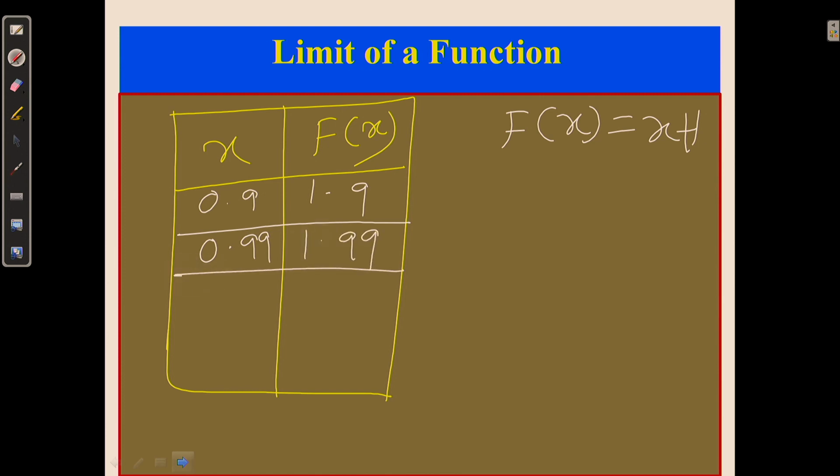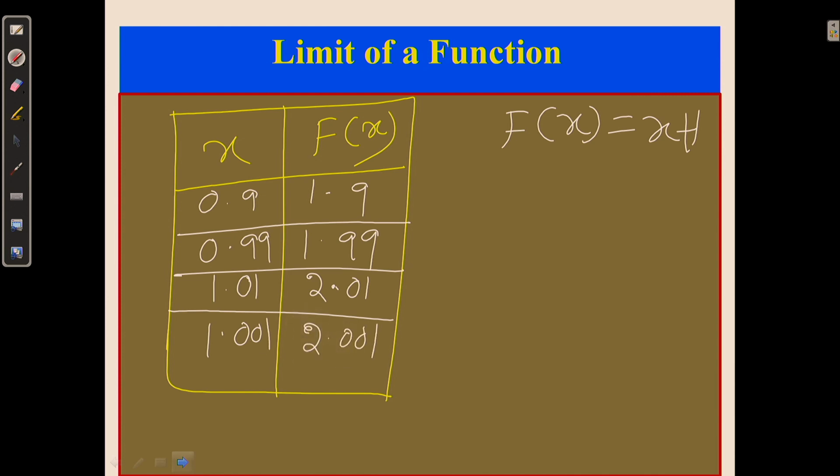Suppose I take x value 1.01. Then what will be the value of f of x? You will get 2.01. And suppose I take 1.001, that value equals 2.001.